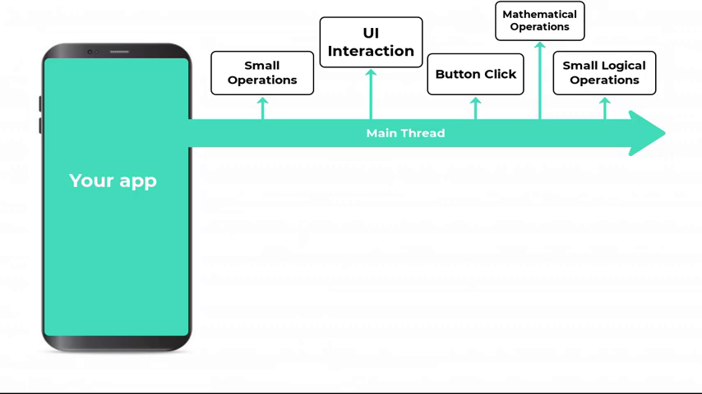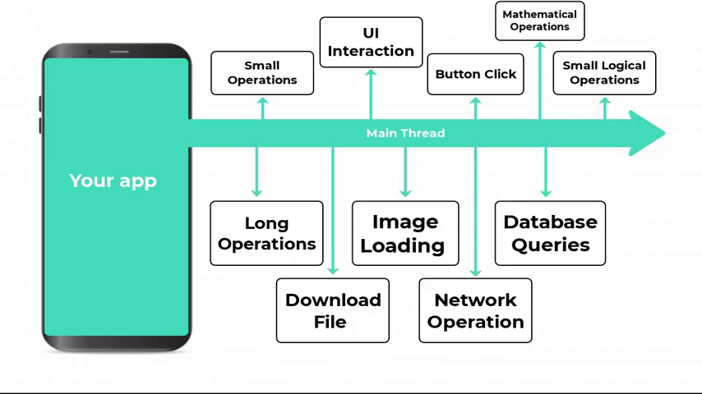Now, what about the long and heavy operations, such as the ones which require the use of internet, like upload or download a file, loading or displaying an image, or running some heavy database queries? Well, if you run these heavy operations, because the code is executed in a linear fashion, the next line of code will have to wait until this heavy operation is done. And that will block the main thread.